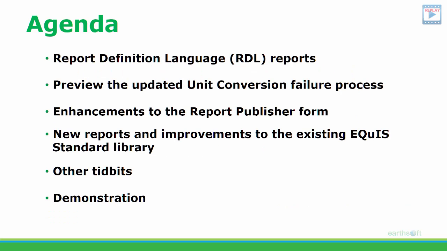So our agenda for today is to discuss and really highlight some of the main points that were introduced in EQuIS Professional version 6.6. We certainly are not going to go over the exhaustive list of everything, but I just want to highlight some of the really exciting changes. The first will be the report definition language reports. Then we'll talk about the change in the way that we handle unit conversion failures. Then we'll discuss some enhancements to the report publisher form and some improvements to and some additional reports in our EQuIS Standard library. Then there's a couple other tidbits that we want to highlight, and then I'll show you what some of this stuff looks like in EQuIS Professional itself.